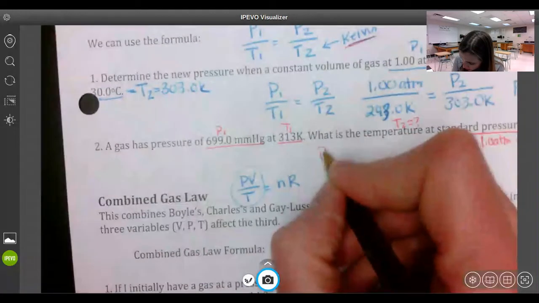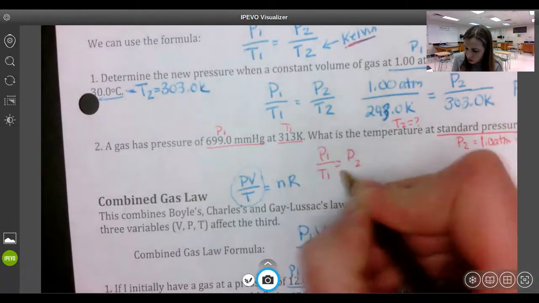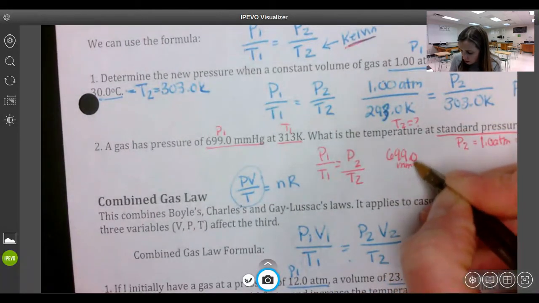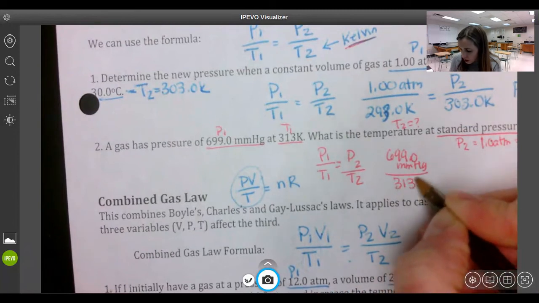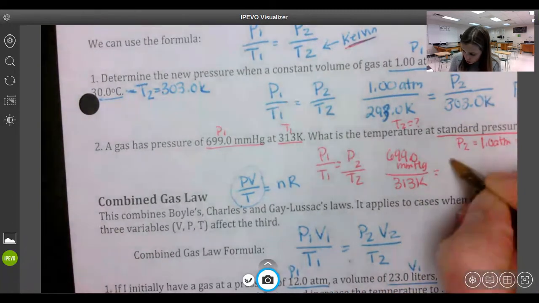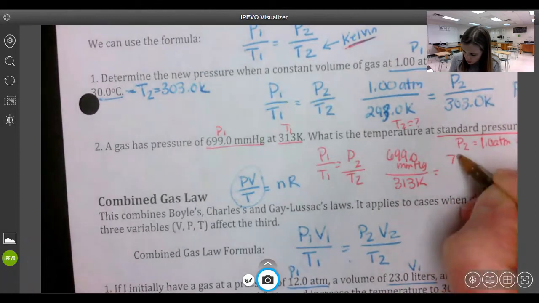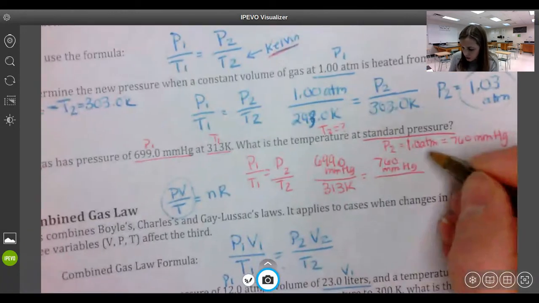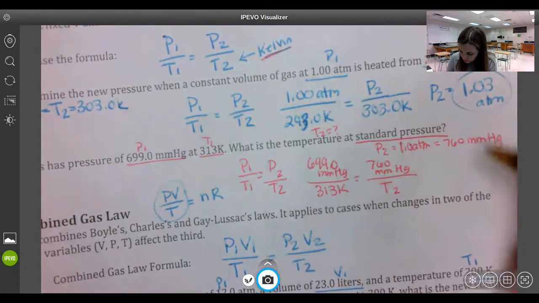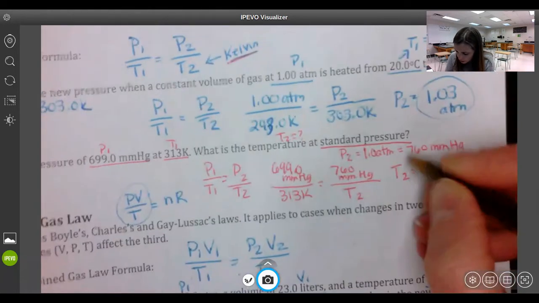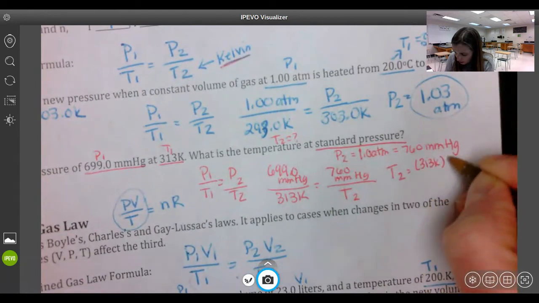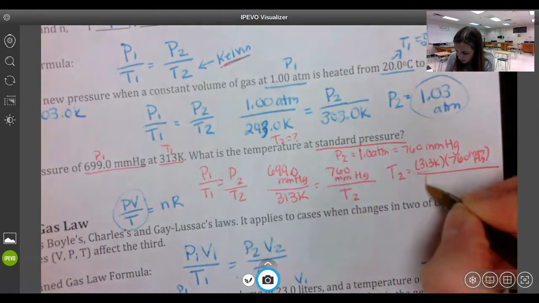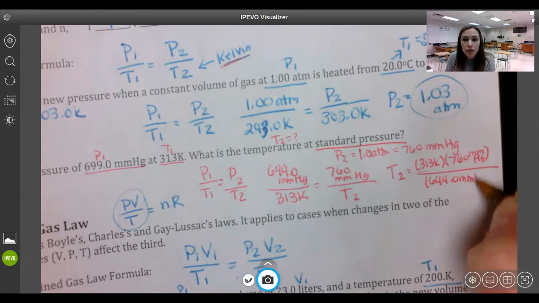So here for Gay-Lussac's law, I'm going to do P1 T1 over P2 T2. I'm going to fill in the values that I have: 699.0 millimeters of mercury, and then my 313 Kelvin. That's going to be equal to our 760 millimeters of mercury. Just remember that's a constant that I'm plugging in, so I'm not going to use that for my sig figs in just a second. And then I'm looking for T2. So when I rearrange for T2, I'm going to have my 313 Kelvin times my 760 millimeters of mercury divided by my 699.0 millimeters of mercury.